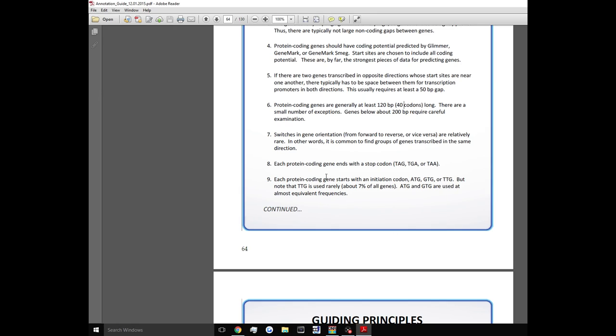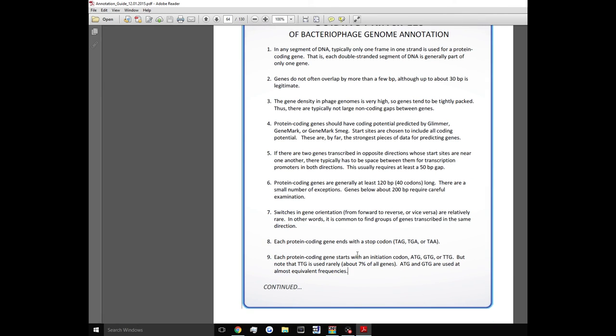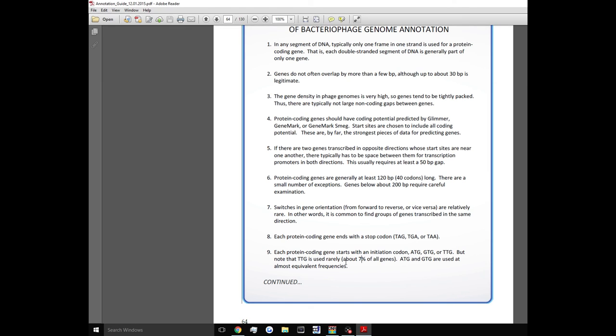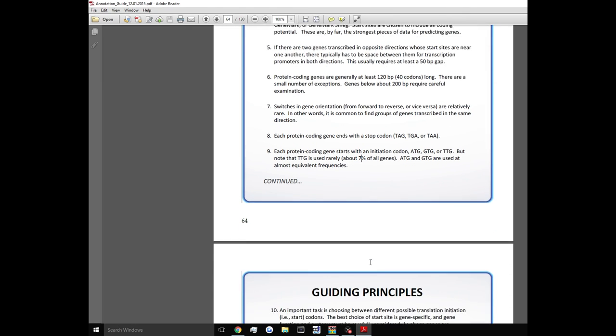Number nine, each protein coding gene starts with an initiation codon, ATG, GTG, or TTG. But note that TTG is used rarely, about 7% of genes. ATG and GTG are used at almost equivalent frequency. So if you are a student and you learned in general bio or other classes that ATG is the only start codon, that is not accurate, at least as far as bacteria and bacteriophages. There are some instances where GTG and TTG are start sites, and you have to keep those in mind as well. TTG, like it says here, is pretty rare, about 7% of all genes, and ATG and GTG will be the others.